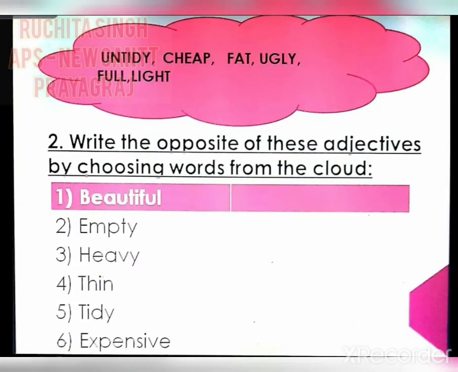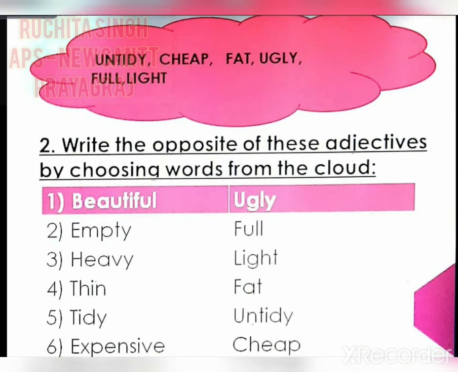Then moving further to the next exercise, we have to choose the words from the cloud given above, like untidy, cheap, fat, ugly, full and light, and write down the opposites of these words. Let's see and solve it. Yes, the opposite of beautiful is ugly. So from the box above we have chosen the word ugly. We have written over here ugly.